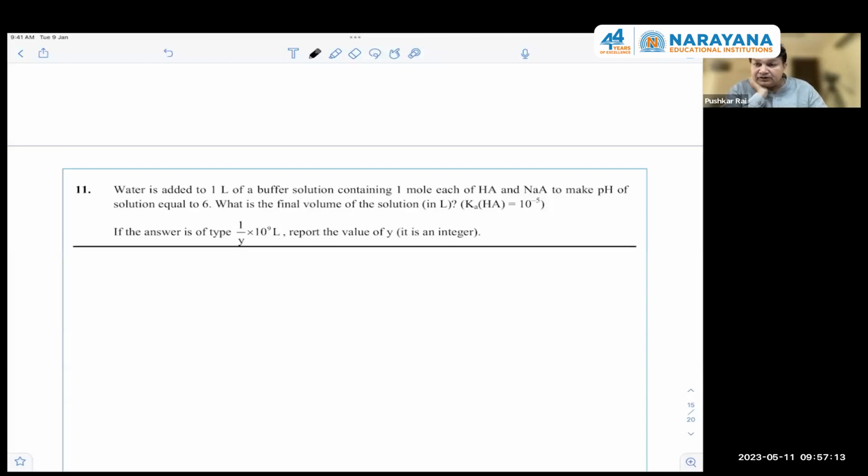Try this problem. How much water should be added so that the pH can be changed? So question number 11 is there.